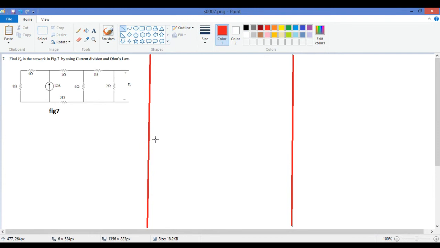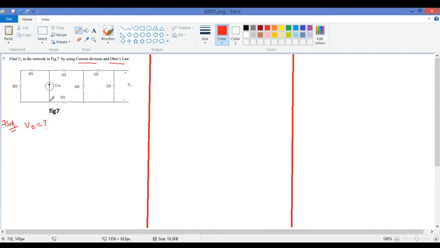In this, he is asking us to find out V naught using current division law and Ohm's law. Okay, so let us see the application. In problem 4 also you have to apply current division law. How you will apply, I will show here so that you can also solve problem number 4 very easily. Let us solve it.